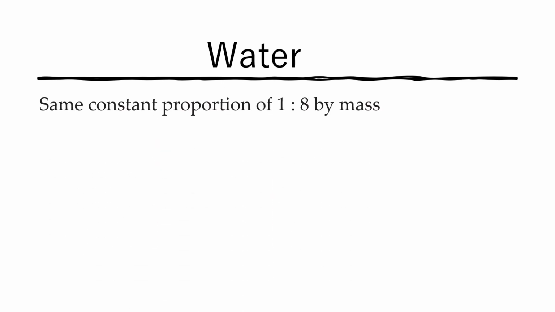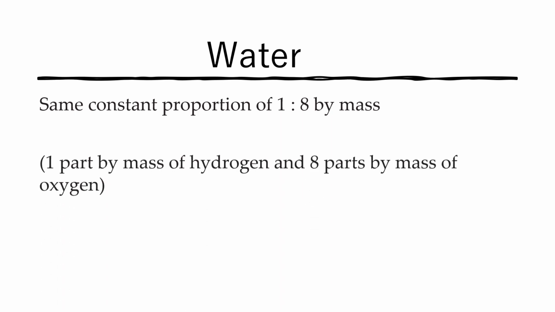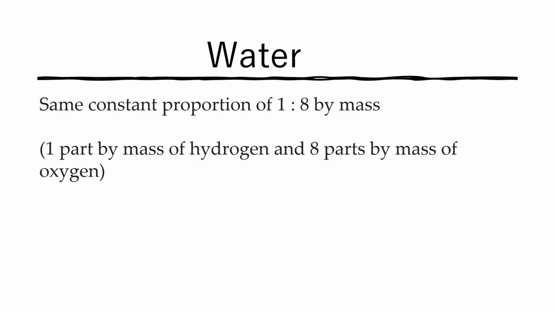Water has the constituents hydrogen and oxygen, and they are combined together in the same constant proportion of 1:8 by mass. 1 part by mass of hydrogen and 8 parts by mass of oxygen.